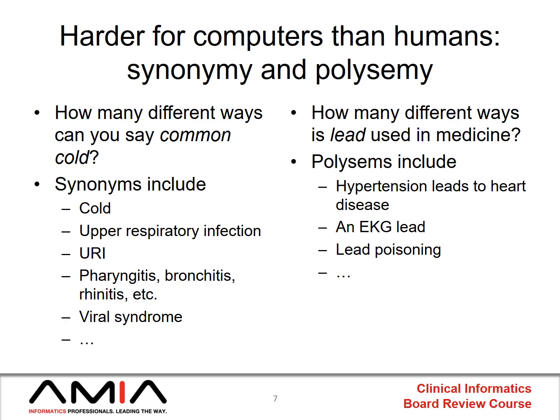Much harder for computers than humans. Humans actually understand synonyms and polysemes pretty well. So for example, with synonymy, how many different ways can we say common cold? In a medical record, we may encounter terms like cold, upper respiratory infection, URI, pharyngitis, bronchitis, rhinitis, and even viral syndrome. And we as humans tend to understand that relatively easily.